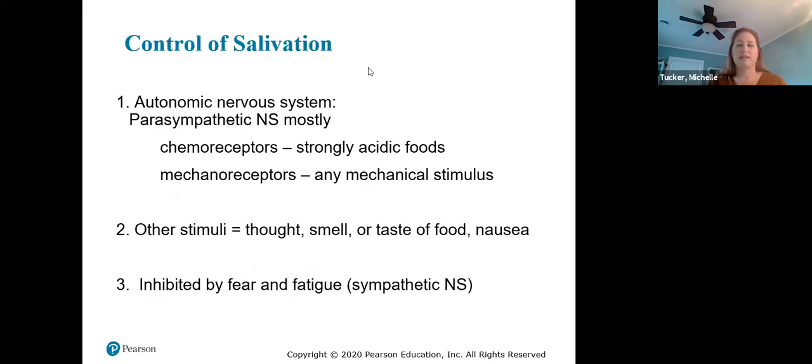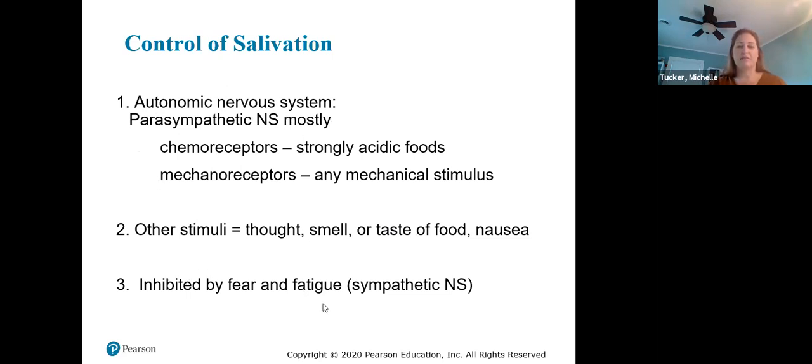Control of salivation, that is the cephalic phase of the digestive reflex, I guess you call it. So the cephalic phase is mainly controlled by the parasympathetic system. This is going to be the vagus nerve. It starts with thought, smell, taste of food. And then there are also chemoreceptors that will monitor pH, and then mechanoreceptors.